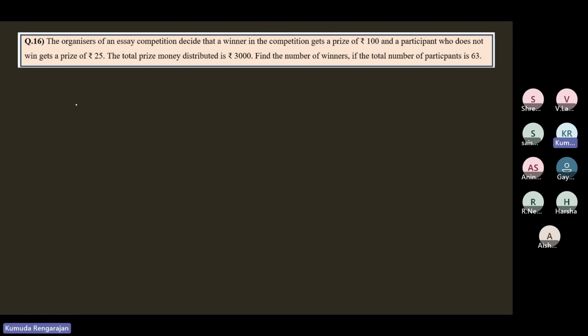Not like that. So the organizers of an essay competition decide that a winner in the competition gets a prize of ₹100. So if you're a winner, you get 100 rupees. And a participant who does not win gets a prize of ₹25. The total prize money distributed is ₹3,000. Find the number of winners if the total number of participants is 63.